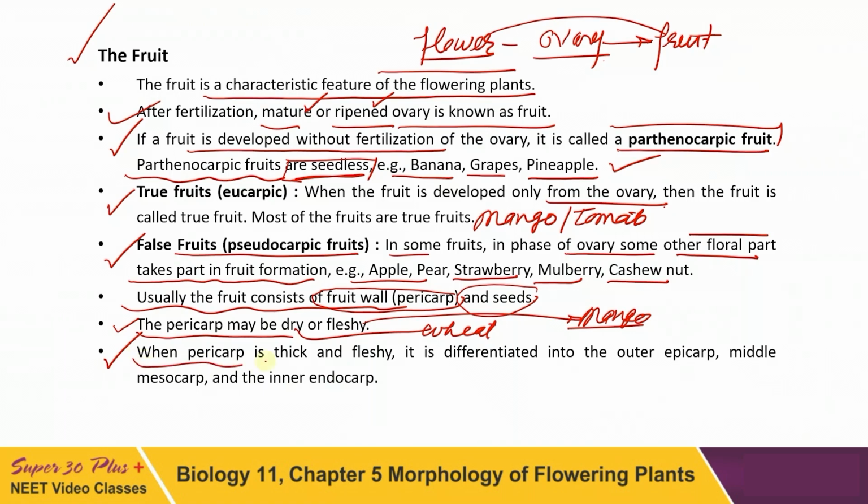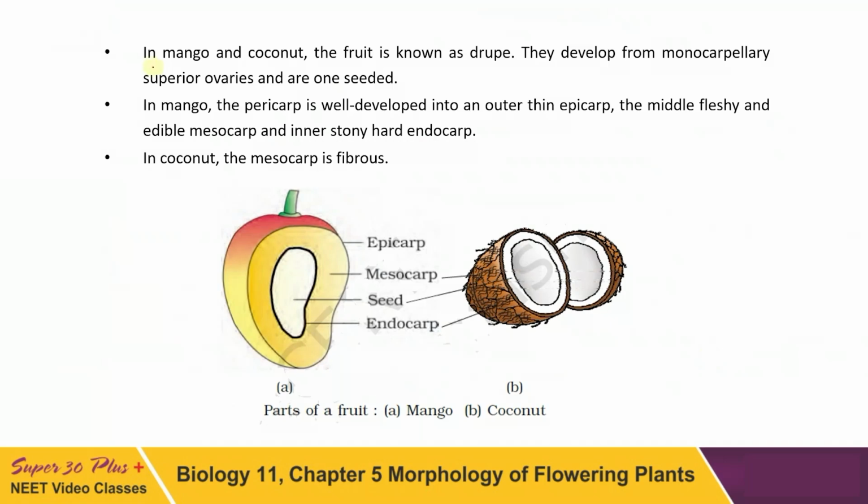Pericarp is thick and fleshy. It is differentiated into three parts. The outer one is epicarp, the middle one mesocarp, and the inner one is endocarp. You see, a very important point, pericarp is thick and fleshy. We have to describe it. In case of mango and coconut, such fruits are known as drupe. What do you mean by drupe?